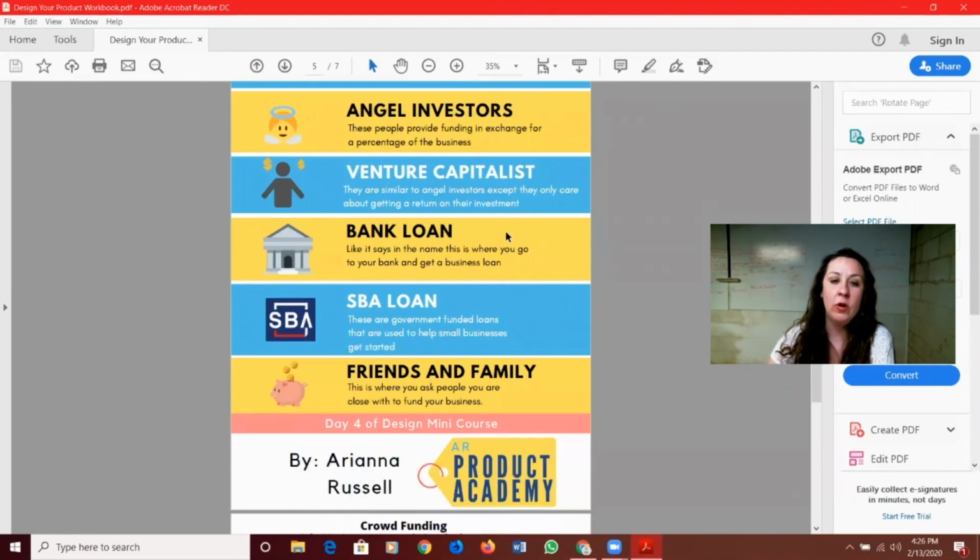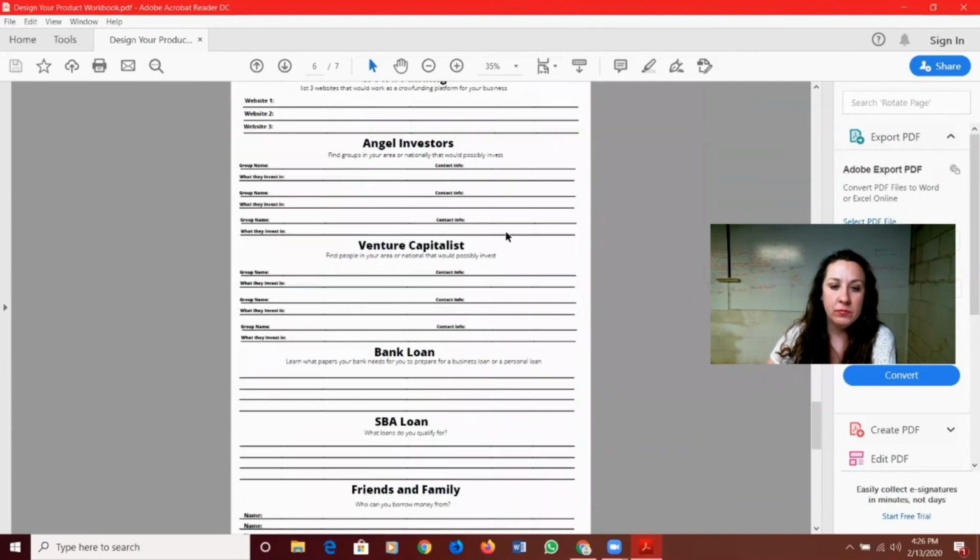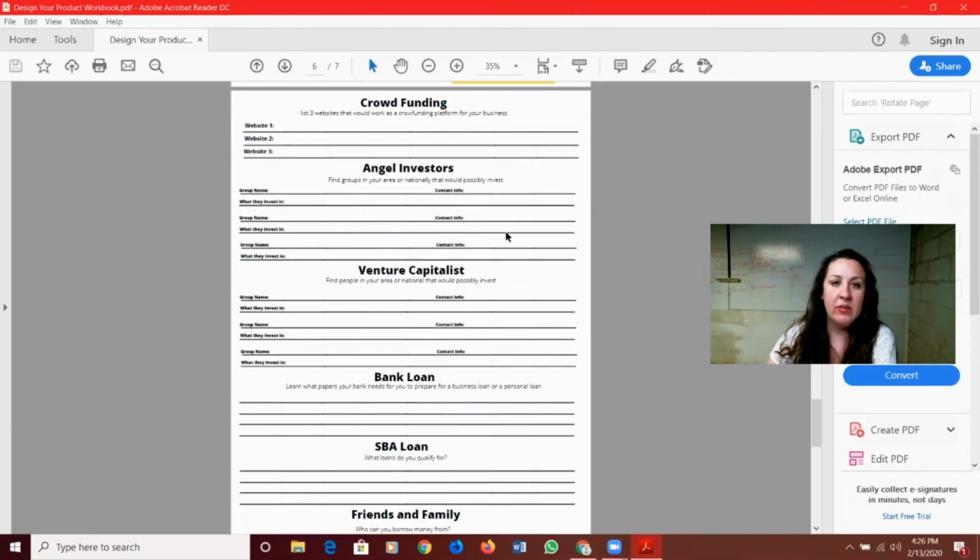So this is day 4. And down here is where you'll fill out the different types of crowdfunding platforms there are. So I challenge you to find 3 and fill those out. And then same thing with angel investors. I want you to research and find groups in your area or nationally that could possibly invest.